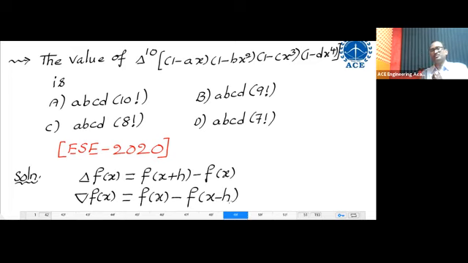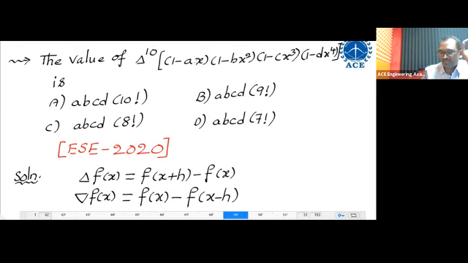Listen to me, all of you. You should not apply this formula. To apply it, first you have to find delta f of x, next delta square f of x, and so on up to delta power 10 f of x. It will consume a lot of time. So instead, we can find it directly. This is a polynomial. X power any non-negative integer is a polynomial, so this bracket function is a polynomial.